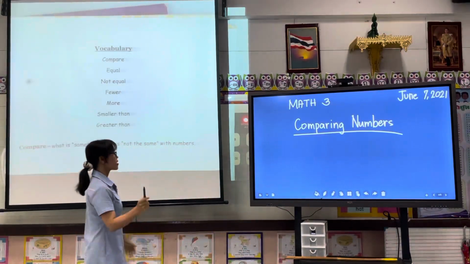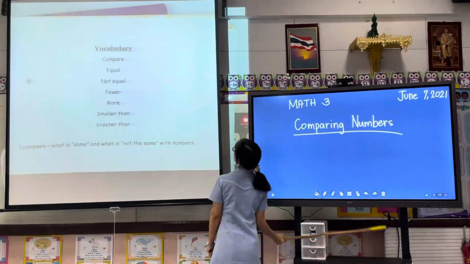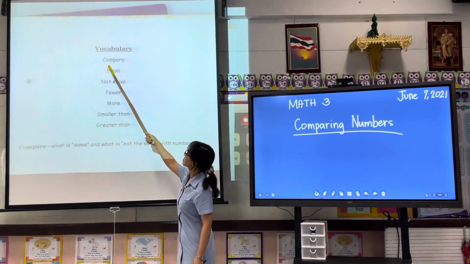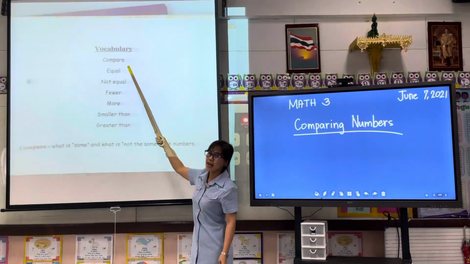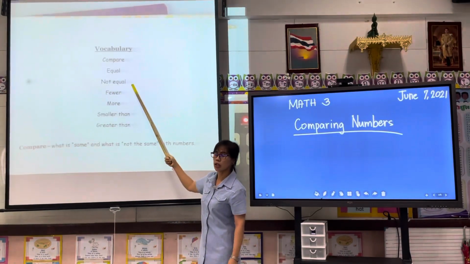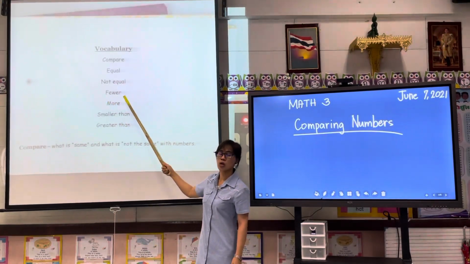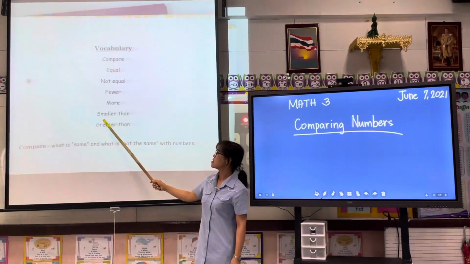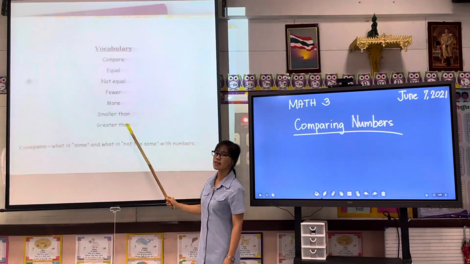Okay? Comparing numbers. And before I forget, let me give this vocabulary from this topic. So the first word, compare. Next, equal. Not equal. Fewer. More. Smaller than. And greater than.